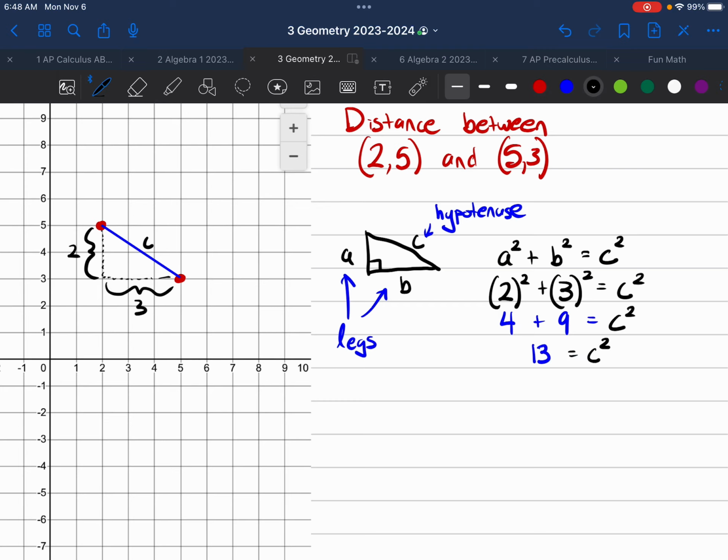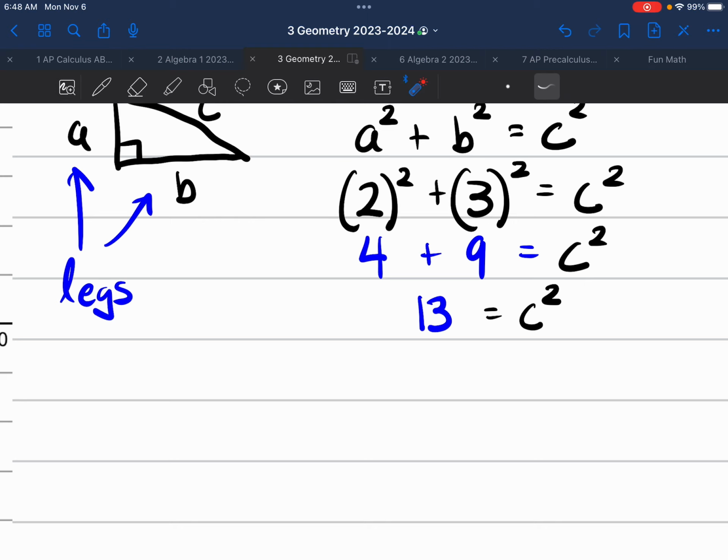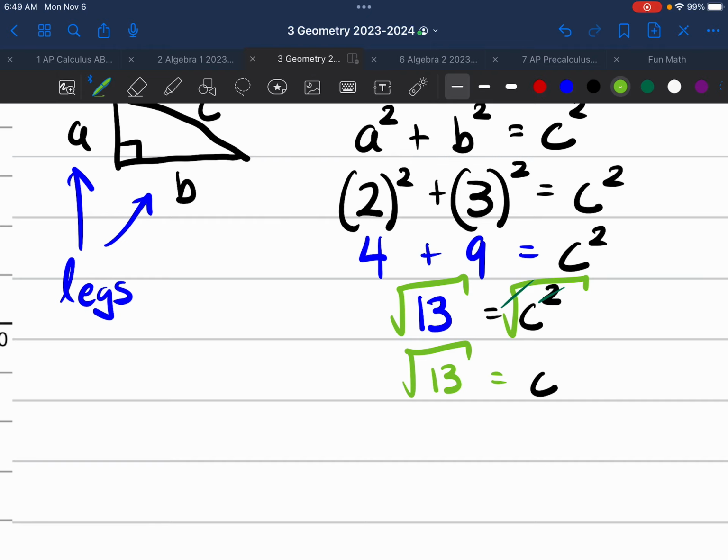And now this is the tricky bit. How do I get rid of this square? Because I want to get c by itself, and I need to undo a power of 2. You might remember that the way that we undo a power of 2 is by square rooting. If I square root the right-hand side, what's left over is just c, because the square and the square root cancel each other out. But I can't just square root the right-hand side and not do anything to the left-hand side. I have to also square root the left-hand side. So I'm going to square root the left-hand side, and I get this answer, the square root of 13 is equal to c. And that is the length.